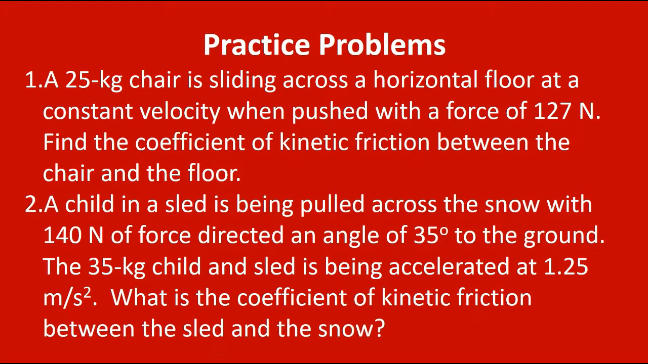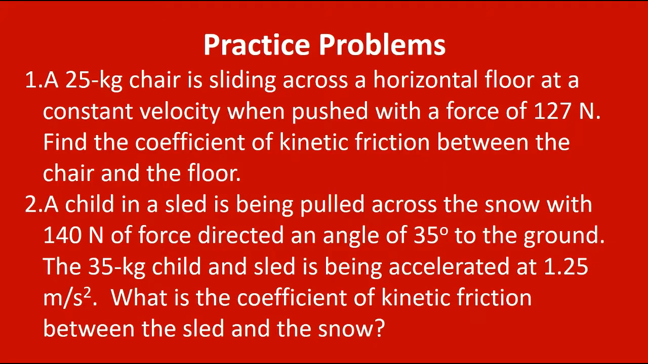So if we take a look at a couple of examples, the first one that we'll do is we've got a chair that's sliding across the floor. The floor is horizontal, it's moving at a constant velocity, and there's a force of 127 newtons that's applied to keep it moving at that constant velocity. We want to find the coefficient of kinetic friction between the chair and the floor. So this is the first problem that we're going to do.